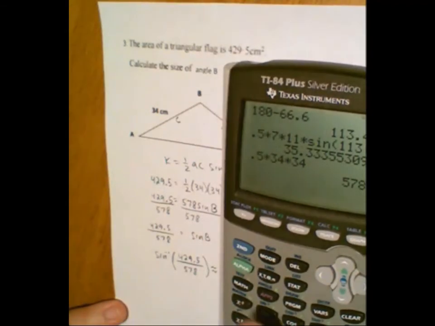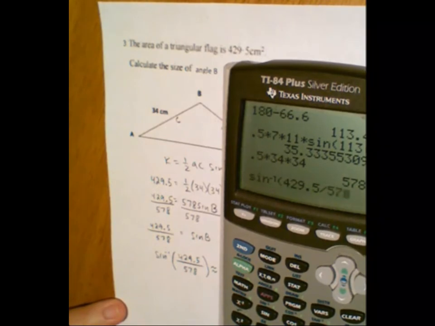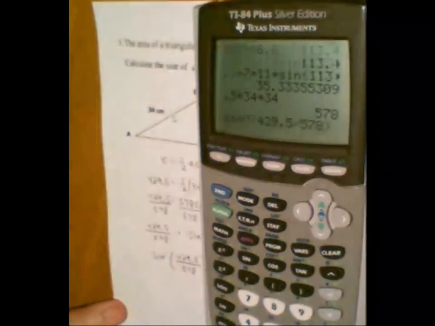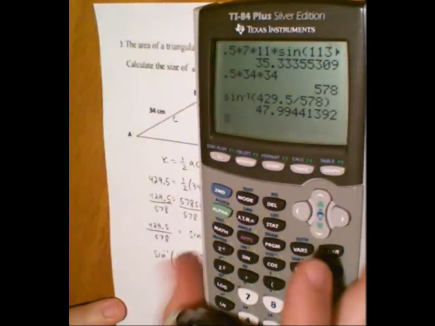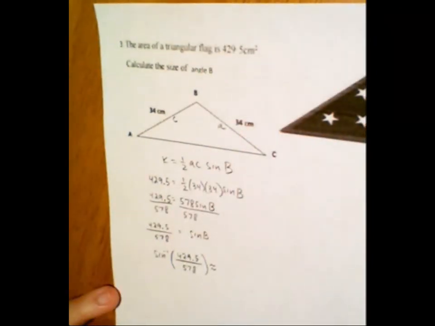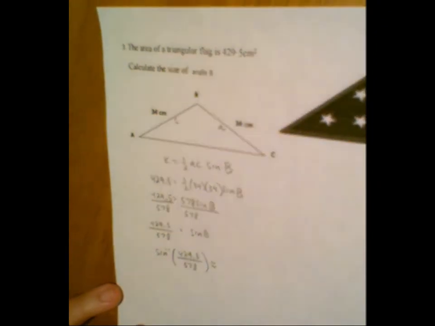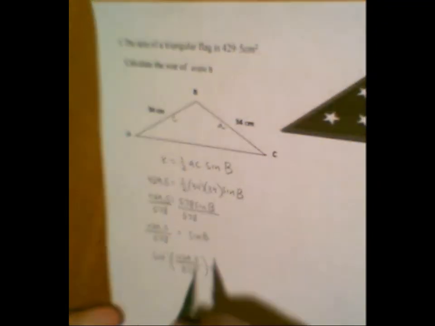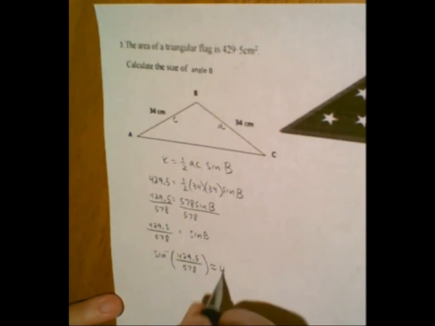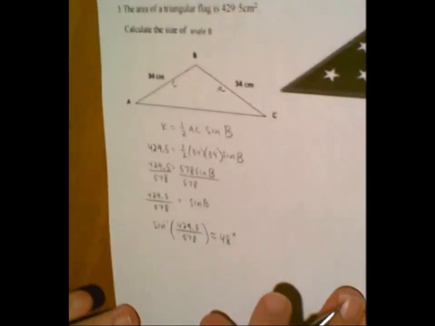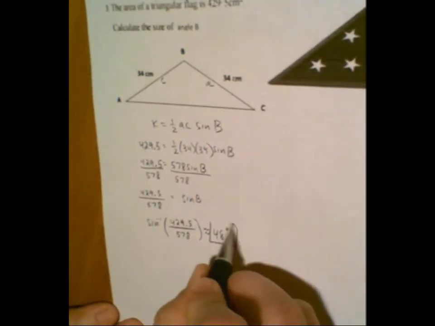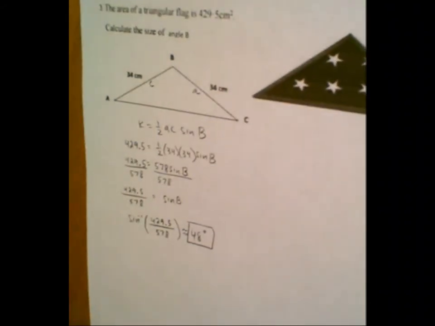So second sine of 429.5 divided by 578 gives 47.99 if they want it. Well, it doesn't say what they want it to, so I'm going to round it to the nearest degree, and that's approximately 48 degrees. So the measure of angle B is 48 degrees. Okay, so we did the lesson.